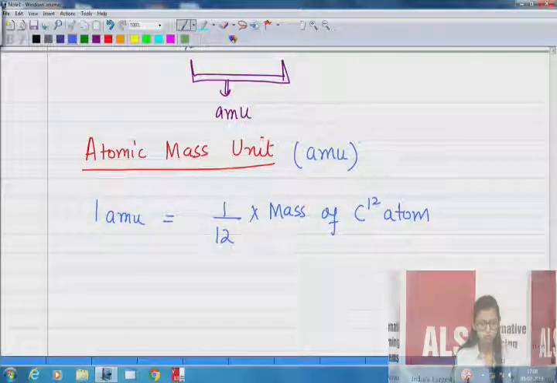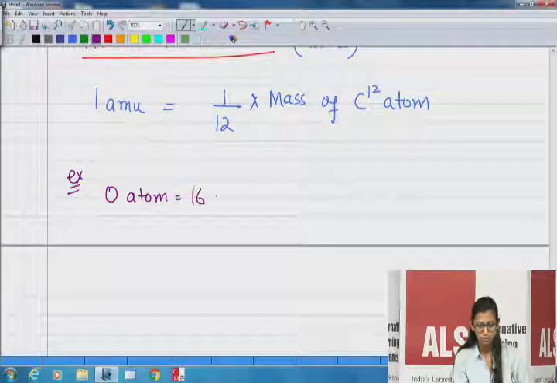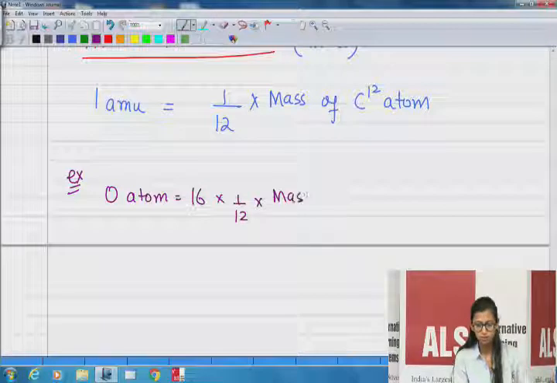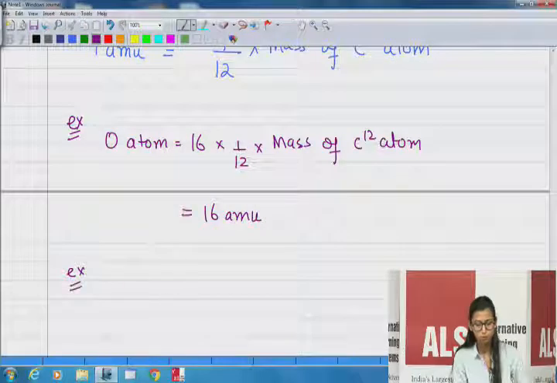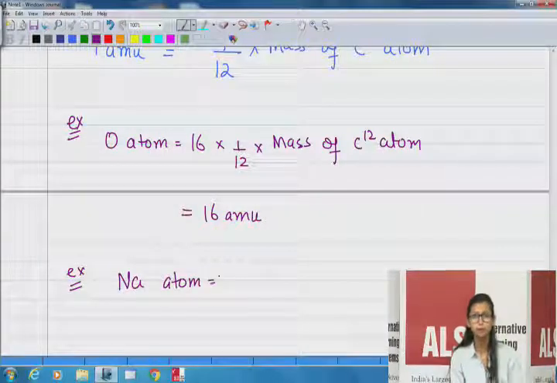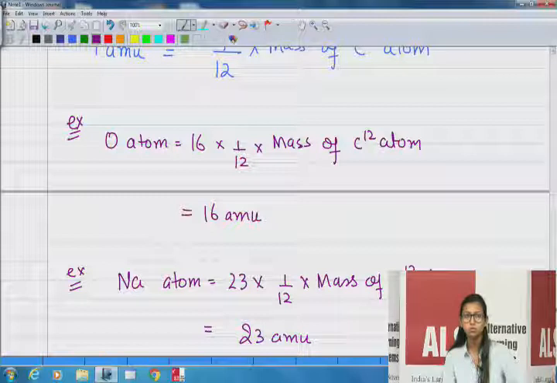And we can write it like this also. I am writing it again as an example: if I want it for the oxygen atom, it will come out to be 16 into 1/12 of the mass of the C12 atom, and again you will write it as 16 AMU. Let's take one example for the sodium. If you want, you can write for the hydrogen also, I am just skipping the hydrogen. So it will be 23 into 1/12 mass of the C12 atom, so it will be 23 AMU. This is the mass of a single atom. Just write it down, and if any one of you has any kind of doubt, you can write it down here.